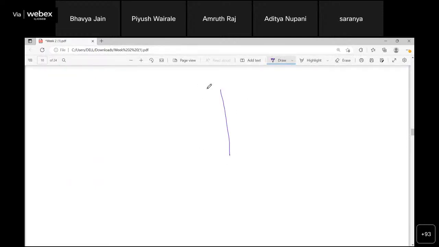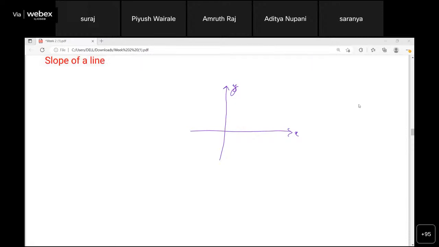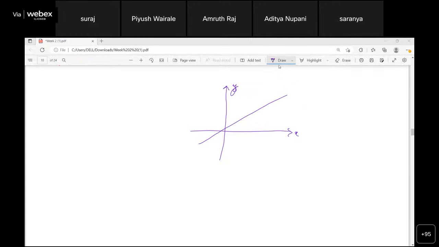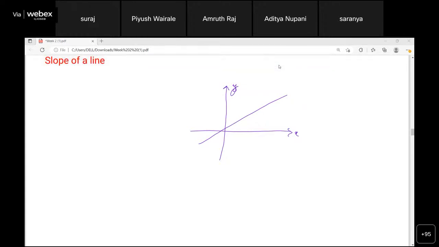Okay. Say this is my y-axis. Say this is my line. Now what is the slope of this particular line? L1. First, tell me, M equals to what? The slope. What is slope?